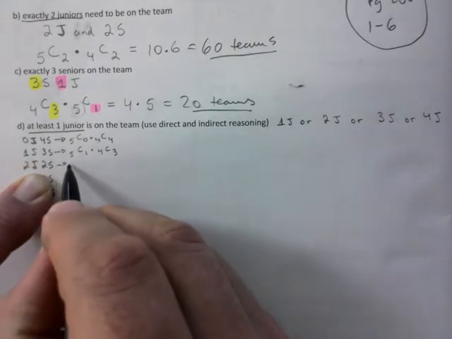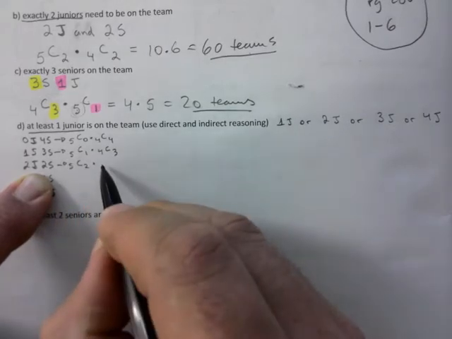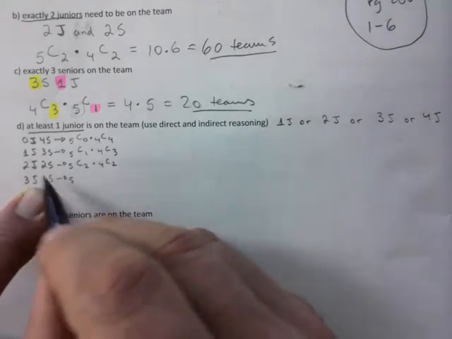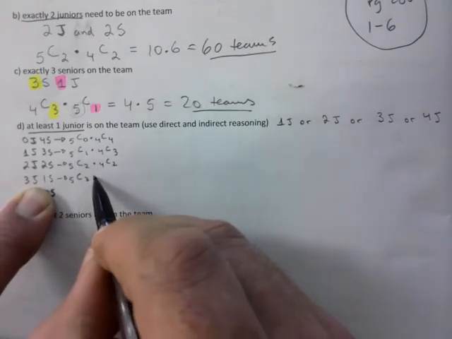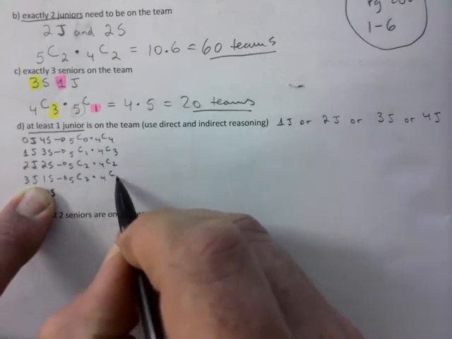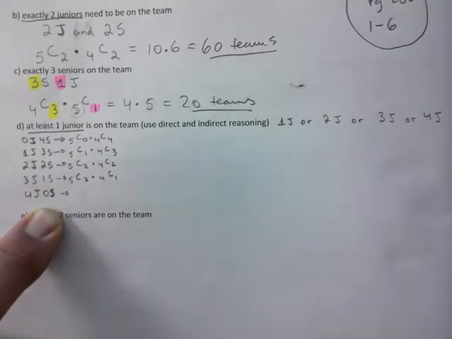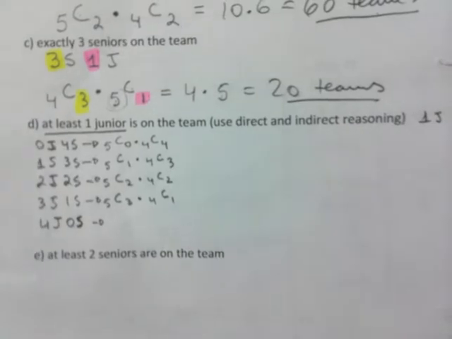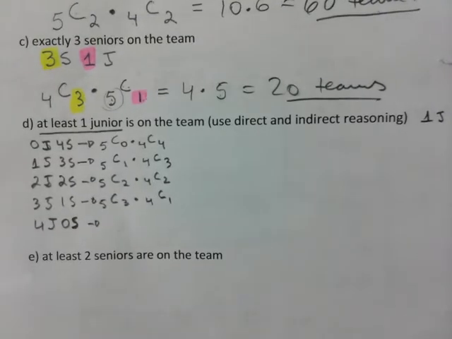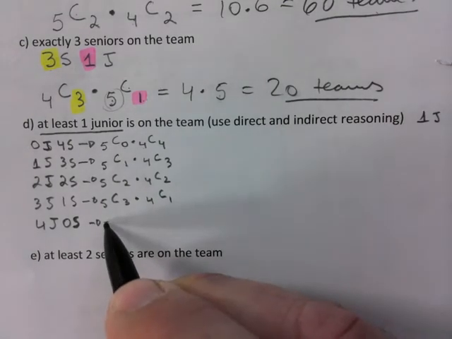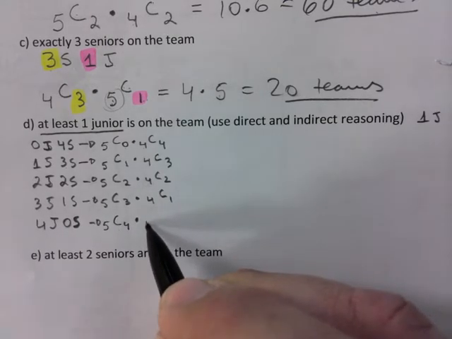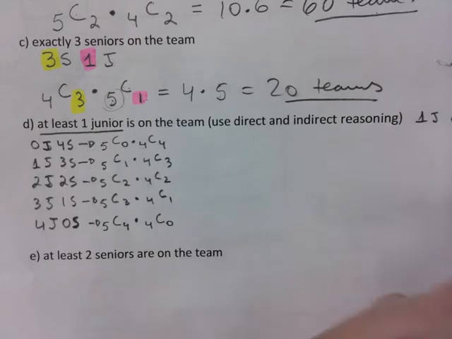Let's keep going. 5 choose 2, and 4 choose 2. Let's keep going. Out of the 5, in this case, you're going to choose 3 juniors, and out of the 4 seniors, you're going to just choose 1. And then in this case, out of 5 juniors, you would pick 4, and out of 4 seniors, you just pick 0.